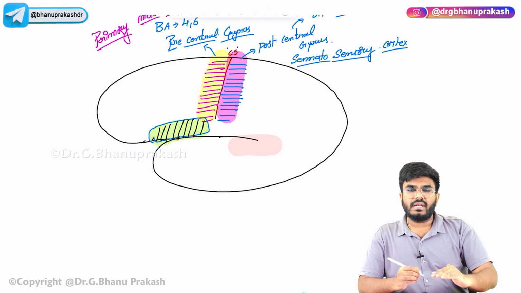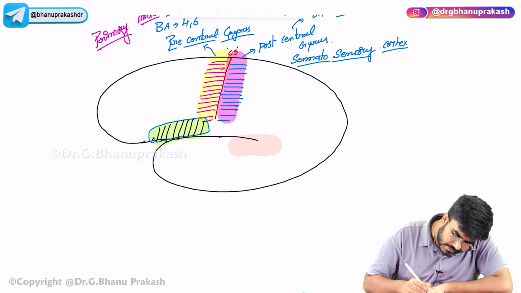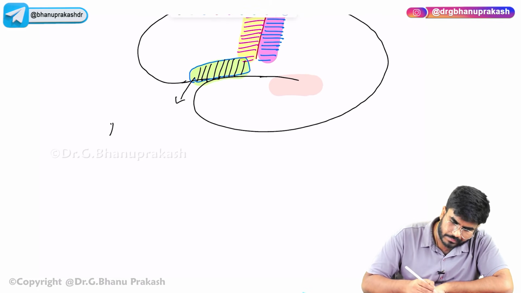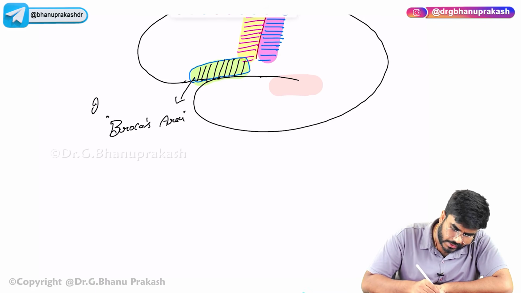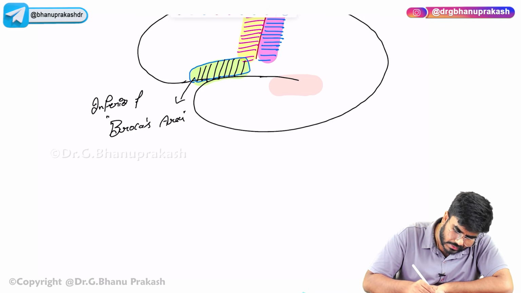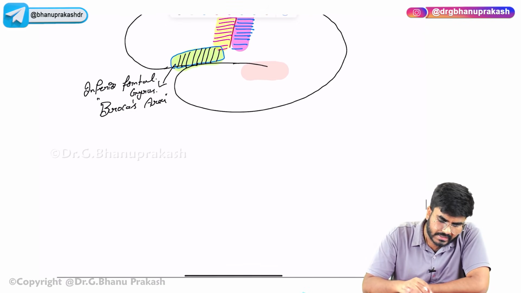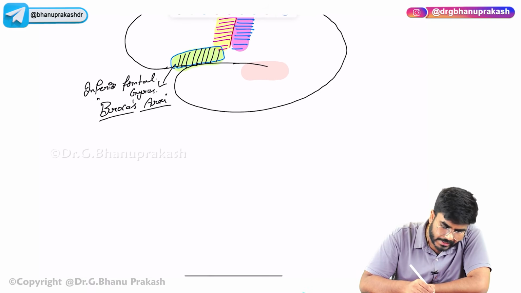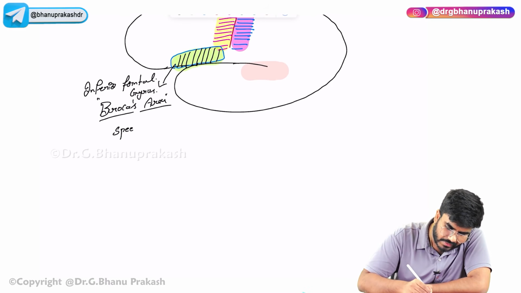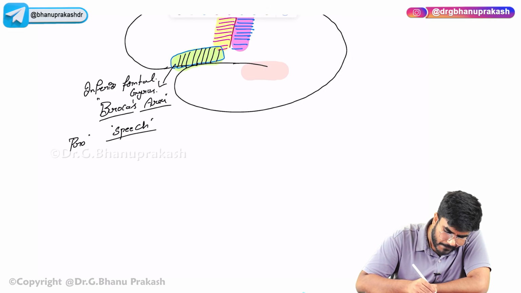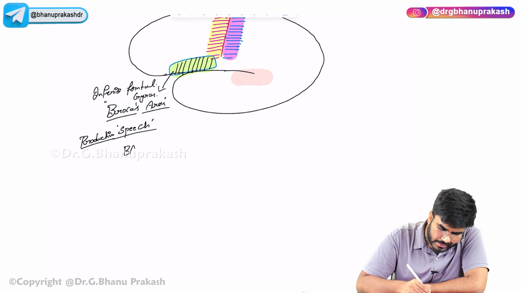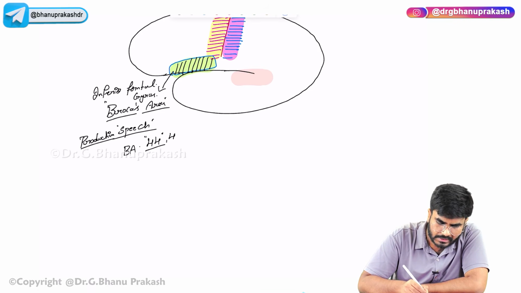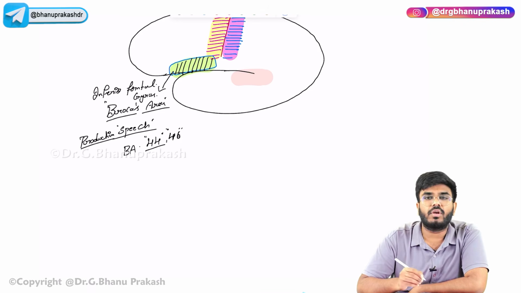It is located inferiorly in the frontal cortex, and this area is called Broca's area. Where is it located? Inferior frontal gyrus. Inferior frontal cortex, or you can say inferior frontal gyrus, is Broca's area. This Broca's area is very much needed for speech, for the production of speech. The Brodmann's area number is 44, 46. At least I want you to remember Brodmann's area number 44.